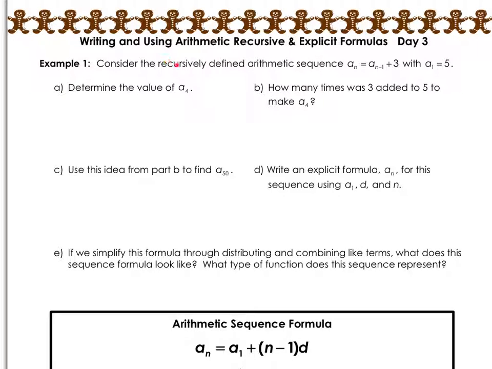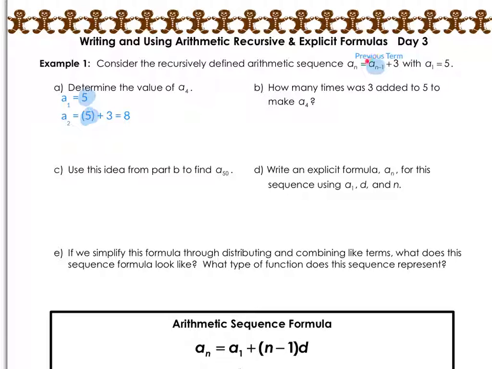So consider the recursively defined arithmetic sequence a sub n equals a sub n minus 1, which remember just means previous term, plus 3, with a sub 1 equal to 5. Determine the value of a sub 4. Well, in order to do this, we start with a sub 1 equal to 5, and then define a sub 2. We have to take a sub 1, the previous term, and plug it in where we had the a sub n minus 1, because that means previous term.